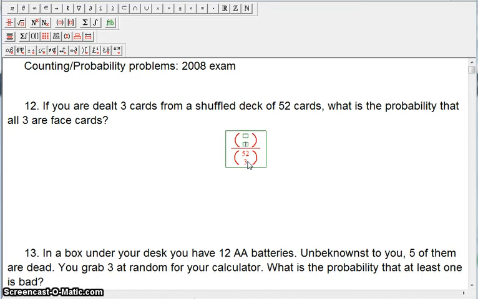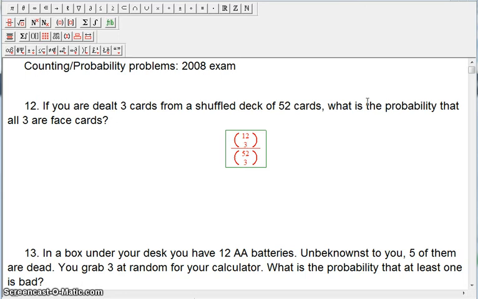Well, what are we looking at? The event we actually care about is that we get it from the face cards. Well, there's 4 suits, and there's Jack, Queen, King. There's 3 values for each. There's 12 face cards, and we're choosing 3 out of those. So there's 12 choose 3 ways, rather. And there's 52 choose 3 ways of getting at anything.